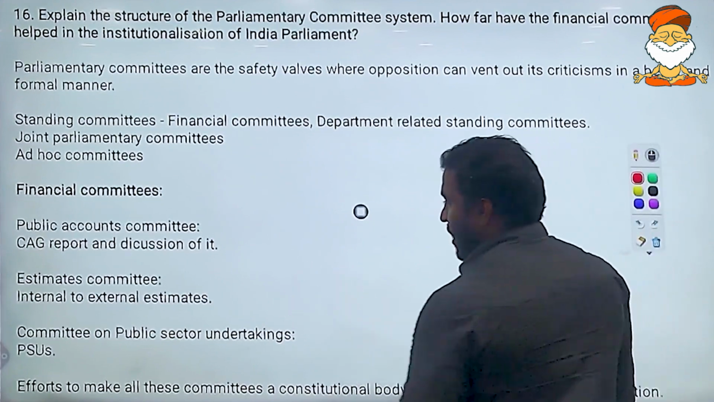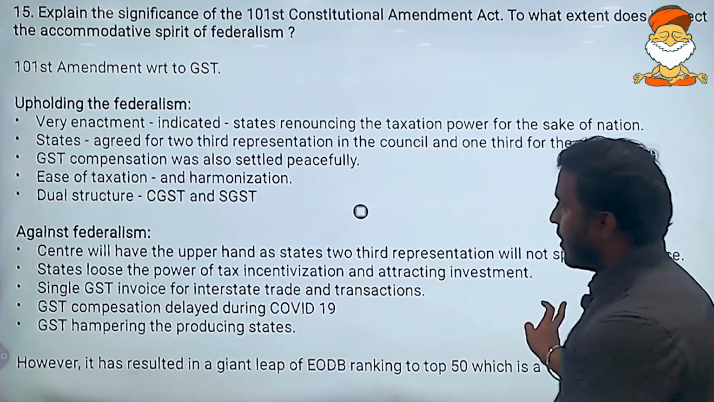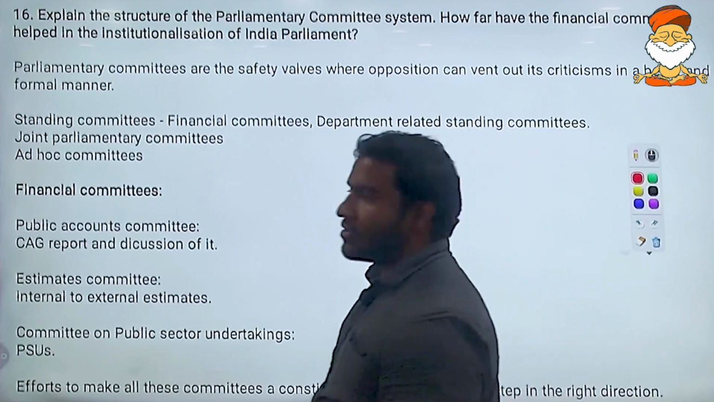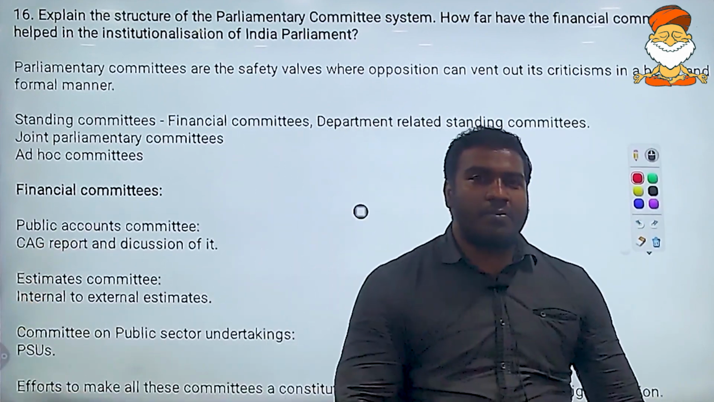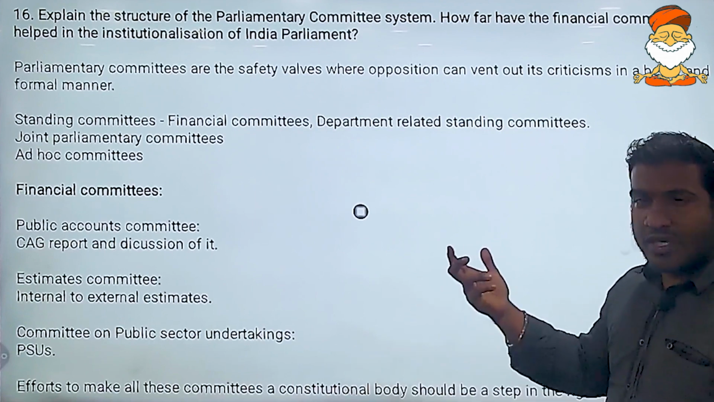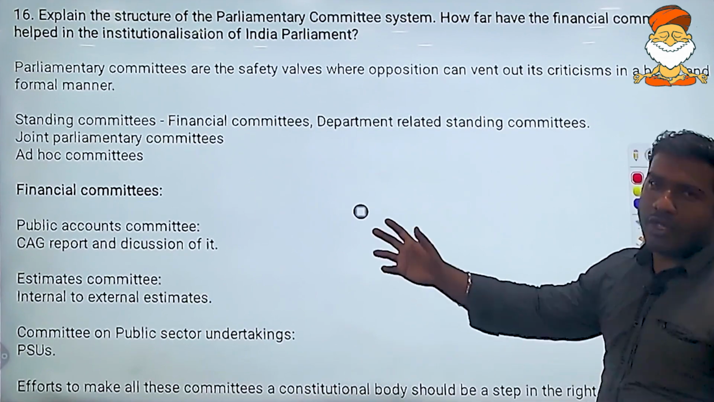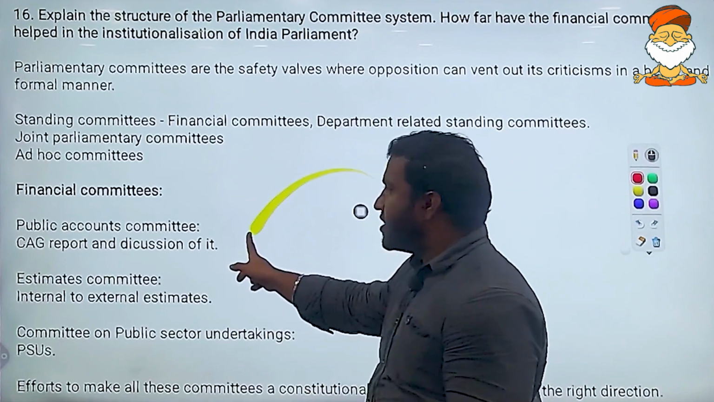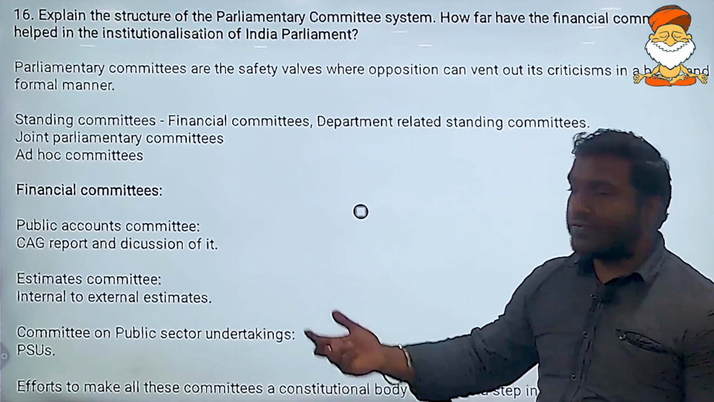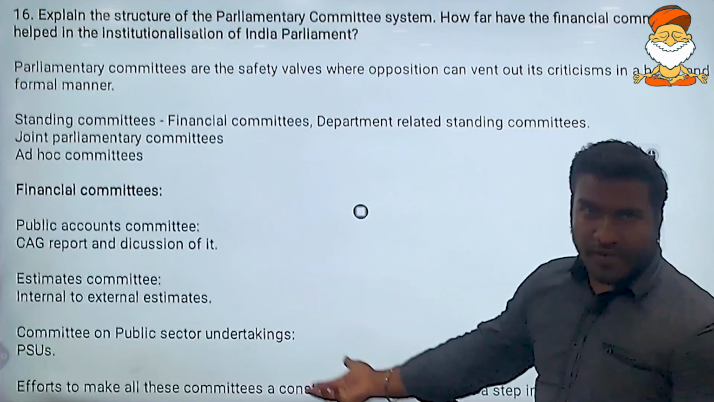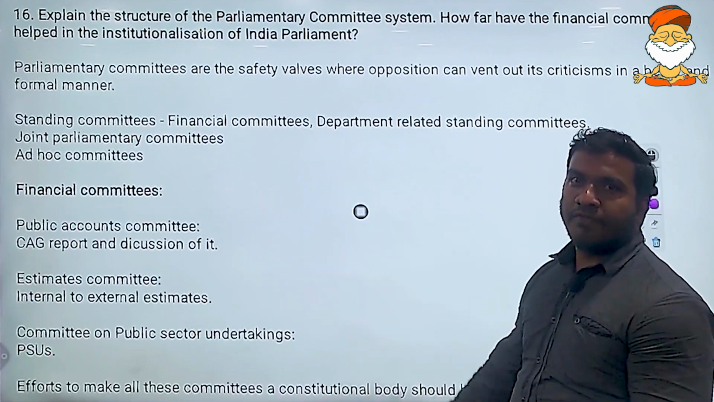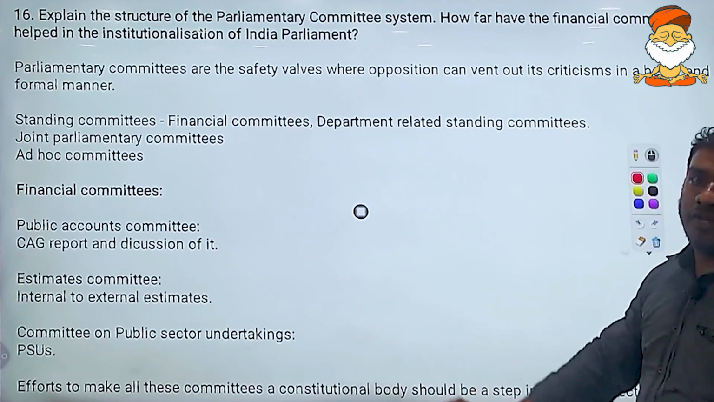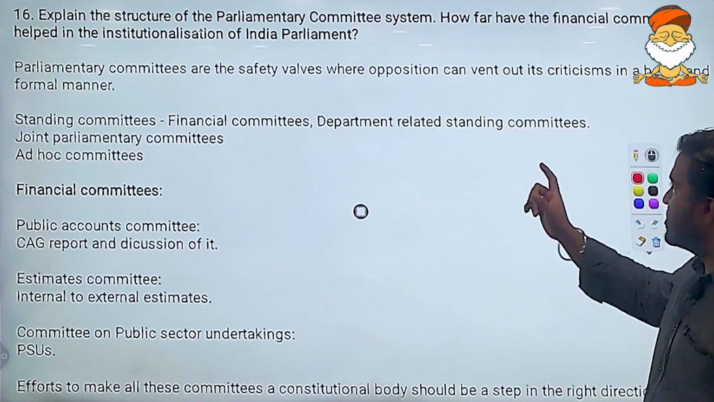Then lastly, efforts to make all these committees constitutional bodies should be a step in the right direction. There was a clamor that the Public Accounts Committee should be made a constitutional body, because the CAG is already a constitutional body, and the CAG will give the report to the PAC, which is a non-constitutional body. So to that extent, the PAC will lose its significance. That should not happen. So we have to make sure that every body should be made constitutional in nature. Yes. So these are some of the questions.